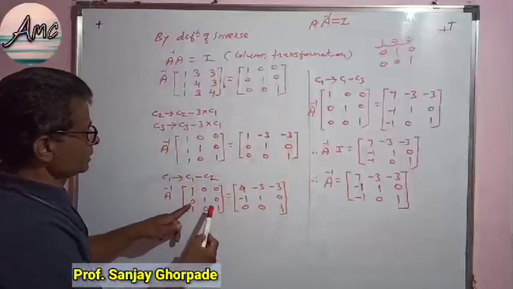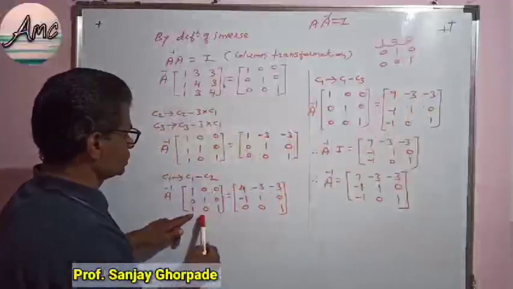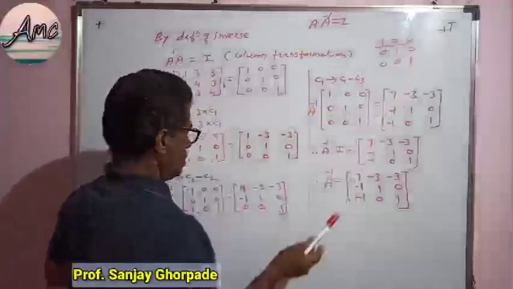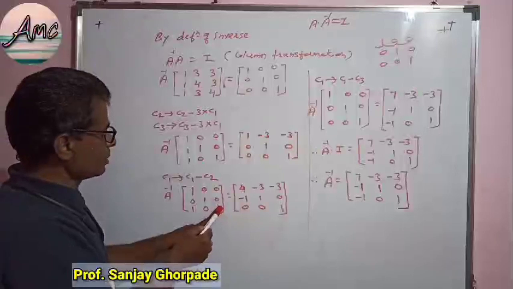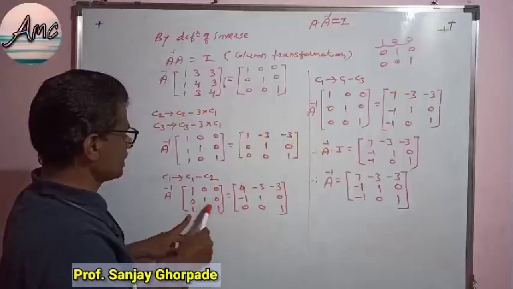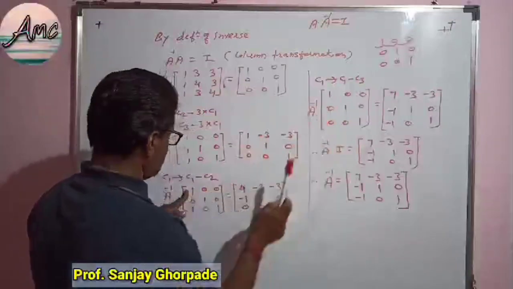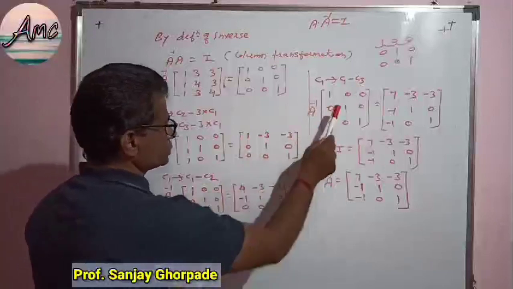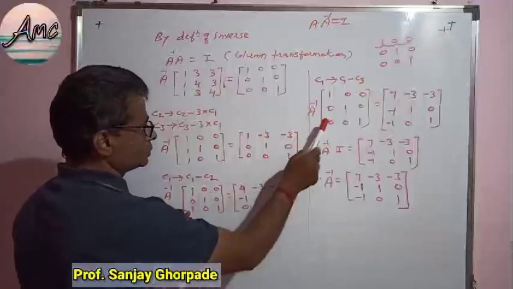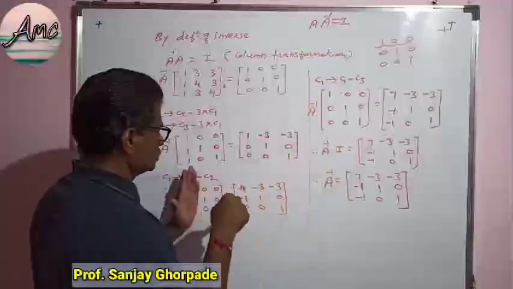Now we made the second row 0 1 0. We got 0 1 0. Now it is required to make the third row 0 0 1. Already we brought 1 here. By using this, we have to make these two elements 0. So how? Take C1 tends to C1 minus C3. So 1 minus 0 is 1. 0 minus 0 is 0. 1 minus 1 is 0. No change. Second column, third column as it is: 0 1 0, 0 0 1.